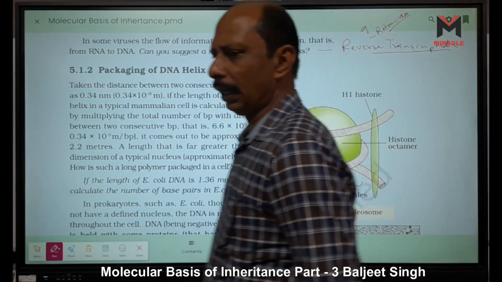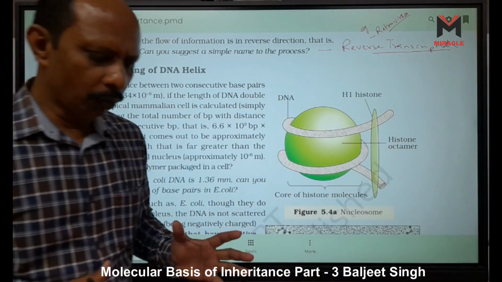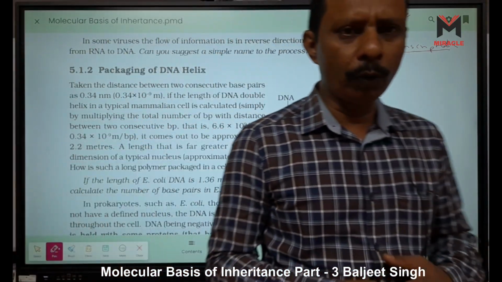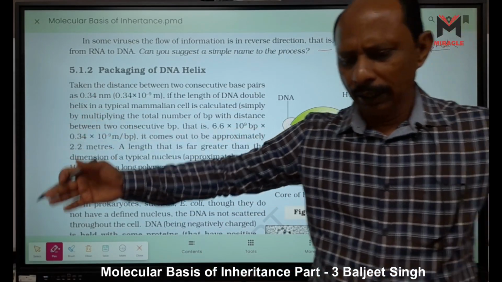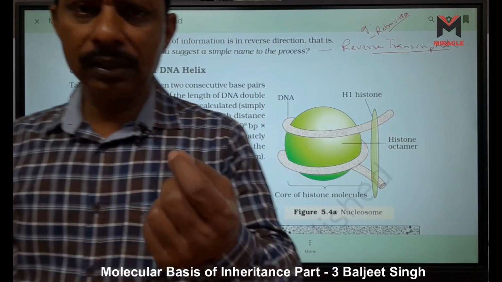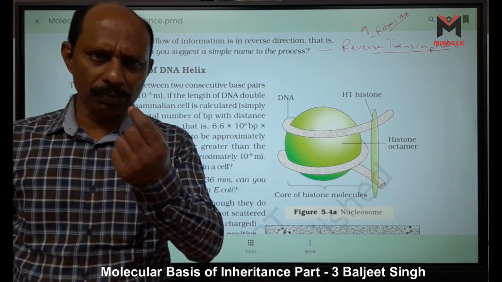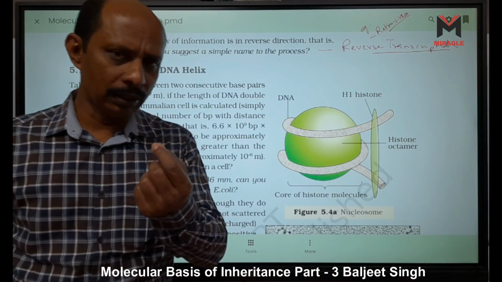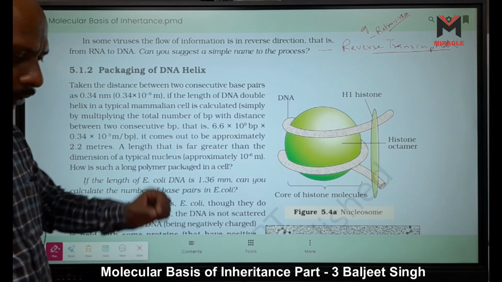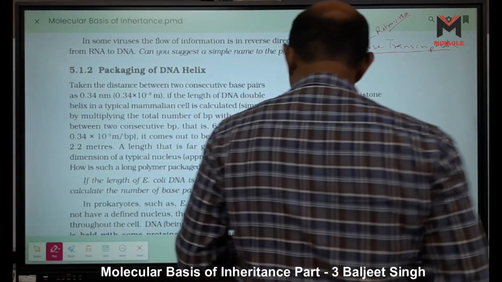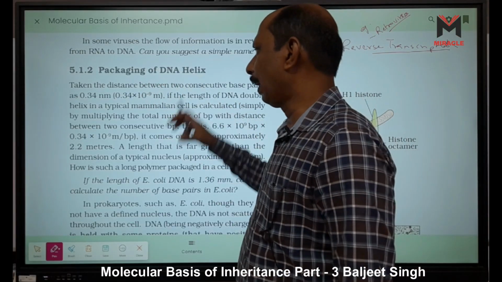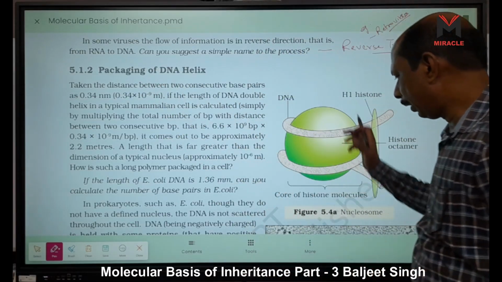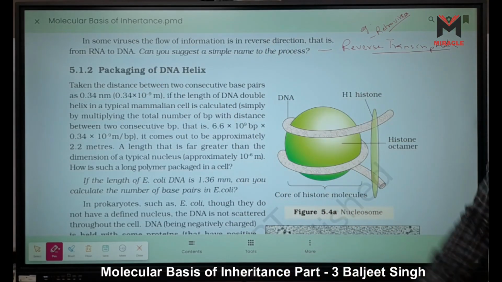Now, packaging of DNA. How long? Because we know human DNA is approximately 2.2 meters long, and this 2.2 meter long DNA is placed in a very small cell, which we can hardly see, right? How is it arranged or packed inside the cell? This is packaging of the DNA helix. Now it is called the nucleosome. Here a nucleosome structure is given, right?